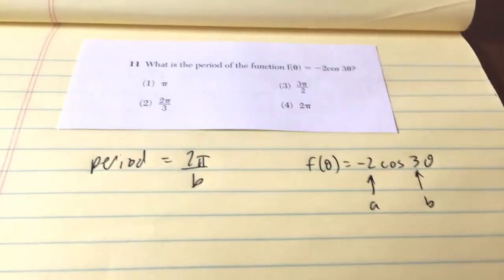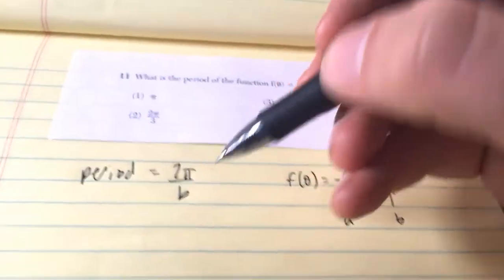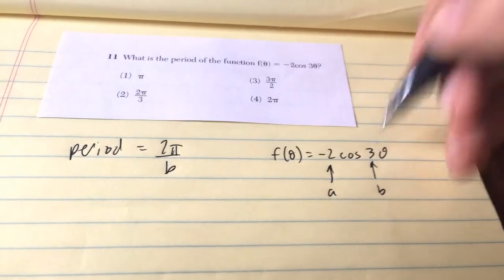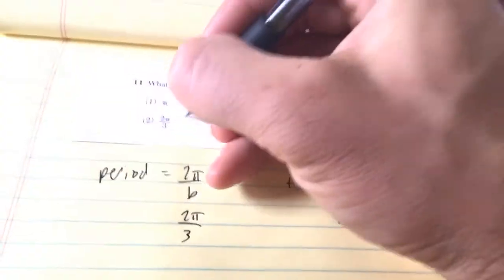Period tells us the length of one curve of a trigonometric graph. It can be found by the formula 2 pi over b. Now in this case of my formula, the 3 is my b, so essentially all I'm doing is 2 pi over 3. This is choice number 2.